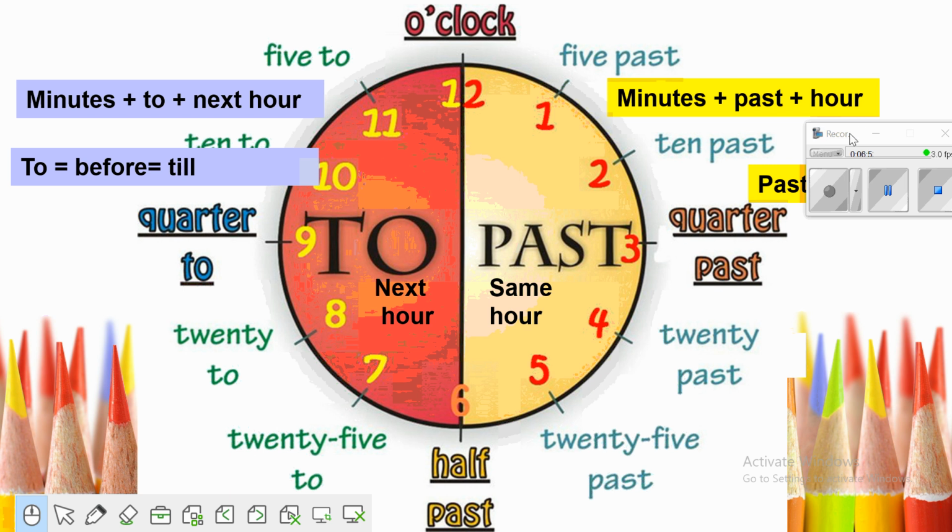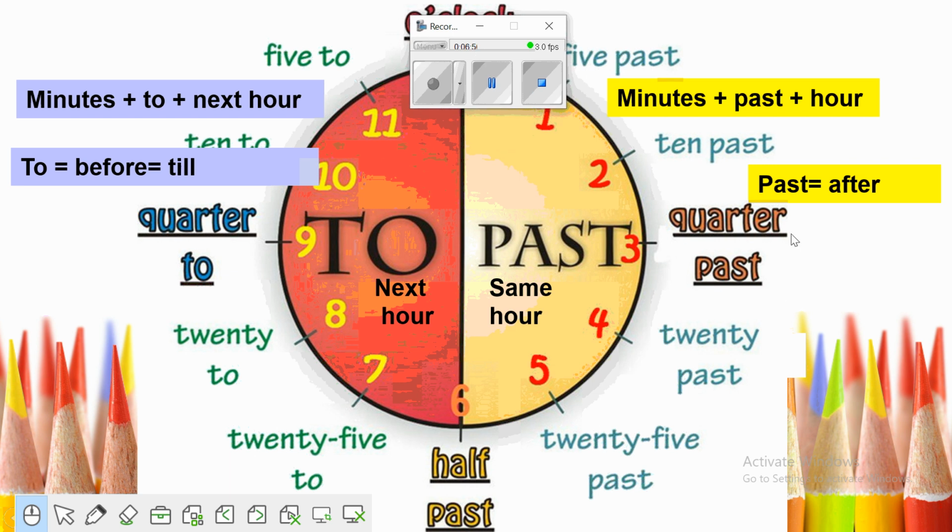And also you have to know that if I have the word after, it's the same as past. If I have the word before, it means to, and till means to also. So past and after have the same meaning. To, before, and till have the same meaning. Let's practice together.